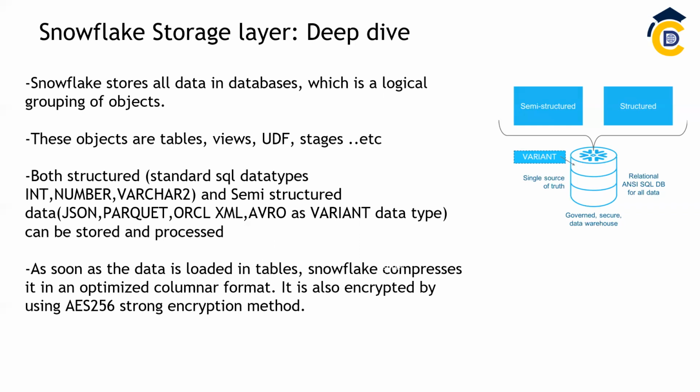So I'm not saying that row based is not fast. Every structure has its own advantages and suitability for a certain type of workload. So since it is a data warehouse and it is mostly considered for analytical processing, it chose the columnar format.